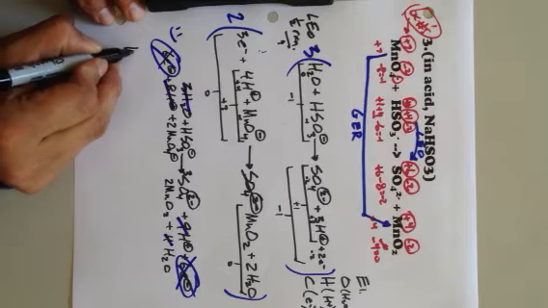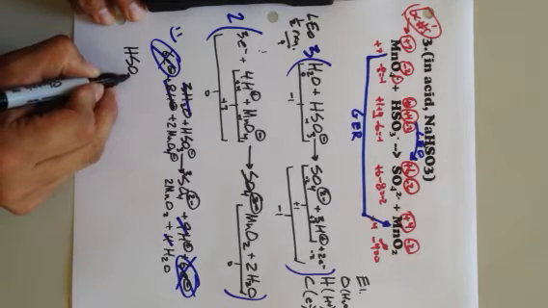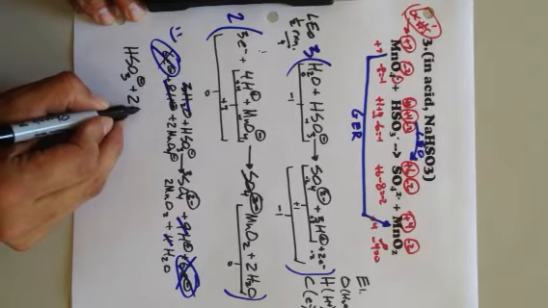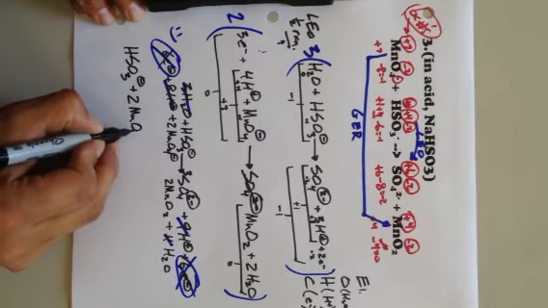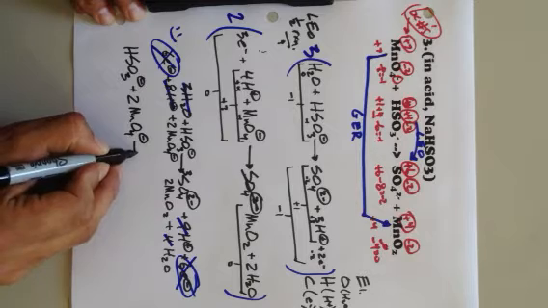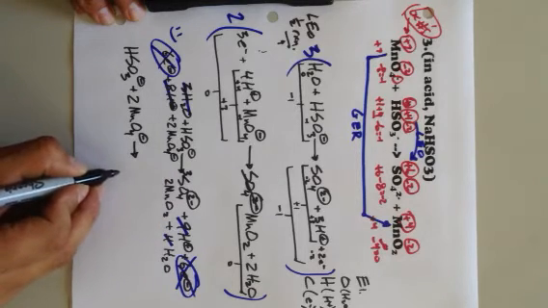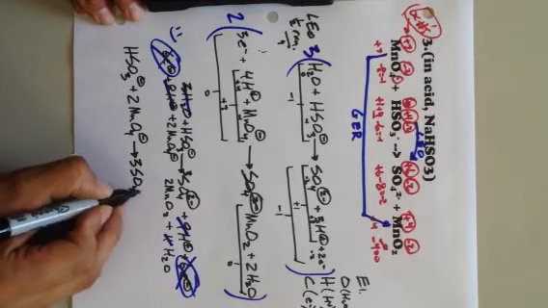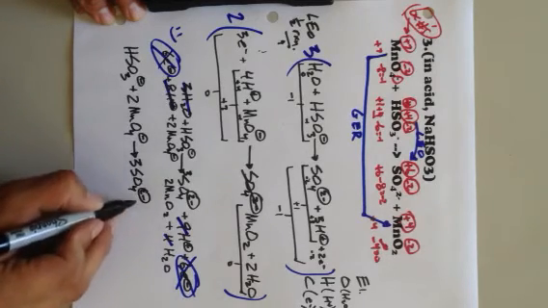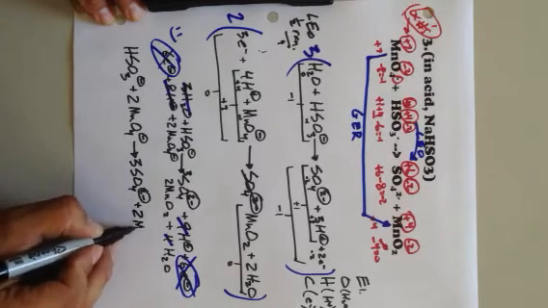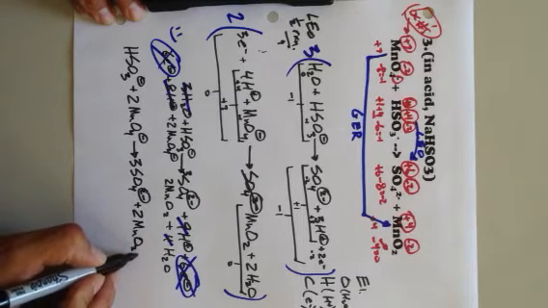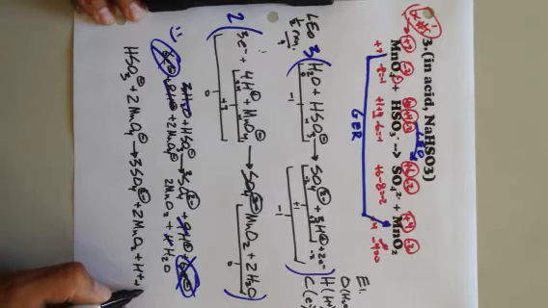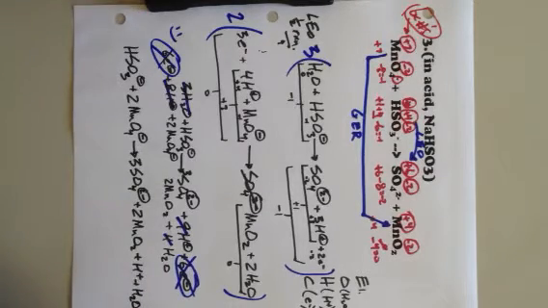We've got HSO3 minus plus 2 MnO4 minus goes to 3 SO4 2 minus, plus 2 MnO2 plus 1 H+ plus 1 H2O. Okay, moment of truth.